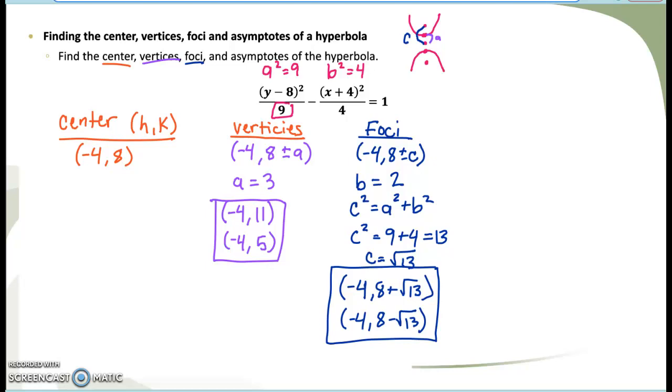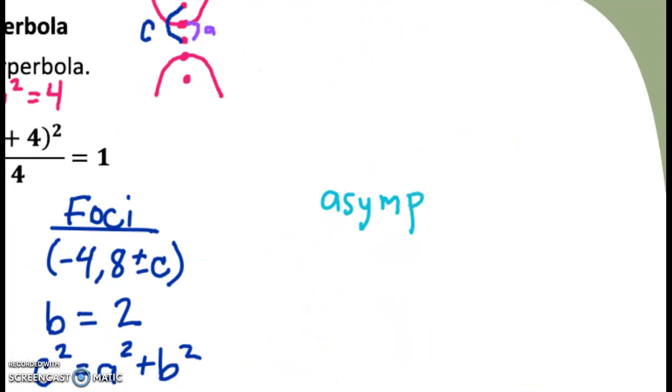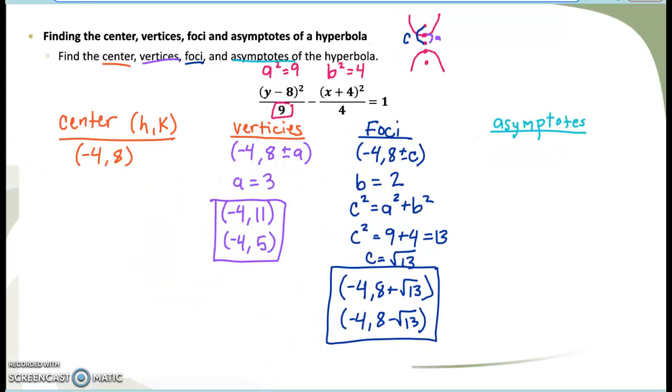Now let's talk about the last one, and that is the asymptotes. Now, the equation for our asymptotes when we are dealing with a hyperbola that is opening up and down is y minus k equals plus or minus, so that's where our two different lines are going to come from, a over b times x minus h.